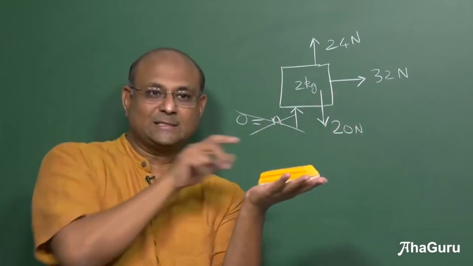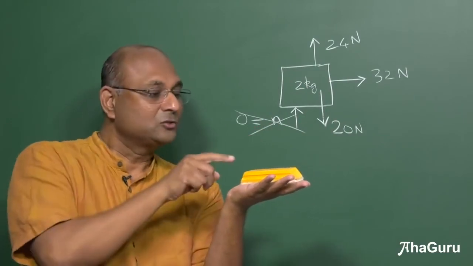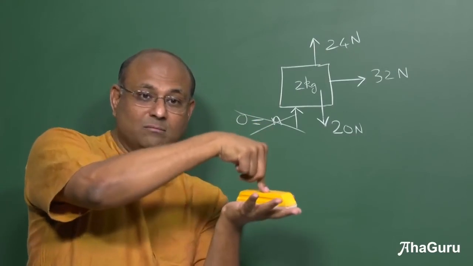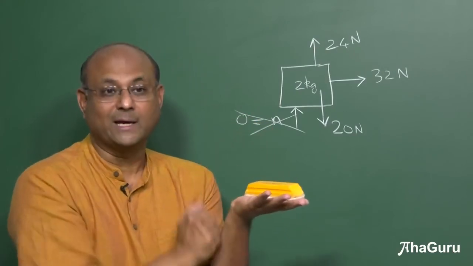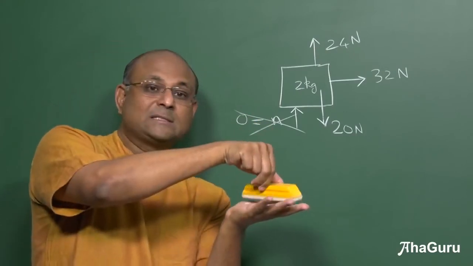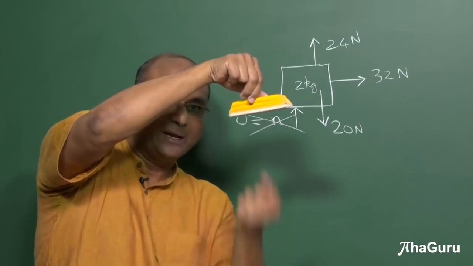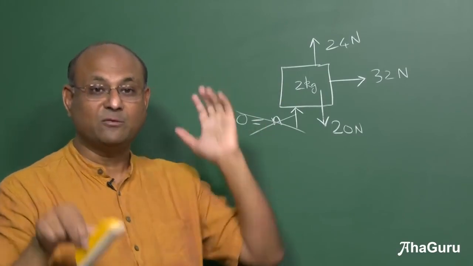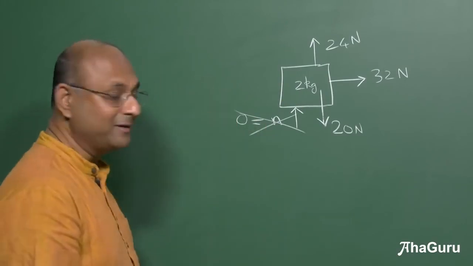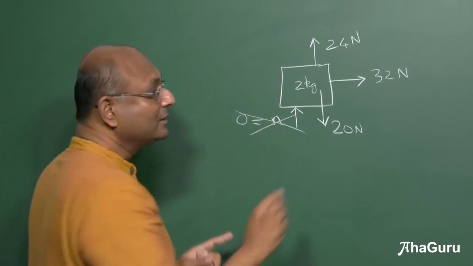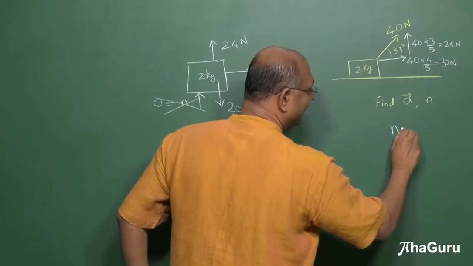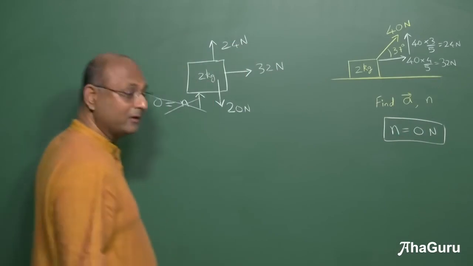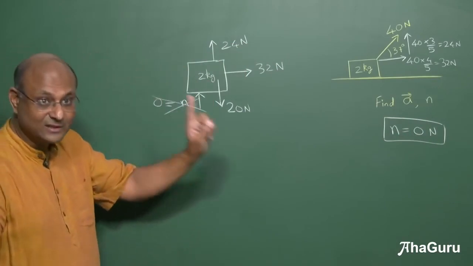So if I had a duster like this, right? If I push this duster down, there is a normal force stopping it. But if I pull this duster up, my hand is not pulling it down. So normal force can only be a pushing force. Okay? So keep that always in mind. So this force is 0. So find N. N is 0 newtons. Not minus 4 newtons, 0 newtons.